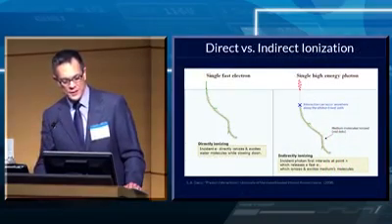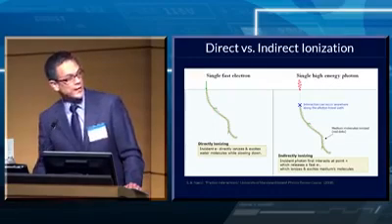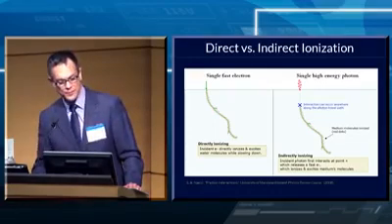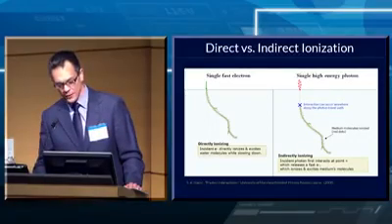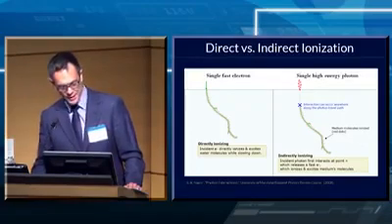Indirect ionization is on this side. You have a high energy photon. It can penetrate into the tissue a ways before it actually has an interaction. But once it has an interaction, you get a whole chain of ionization events that go into tissue. And so the absorbed dose goes all down this way.